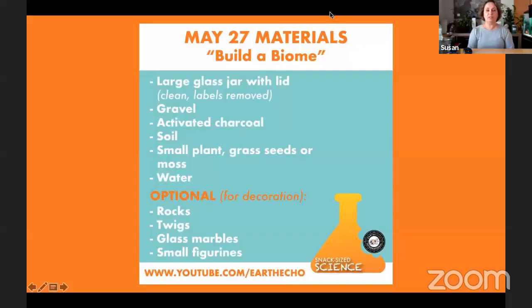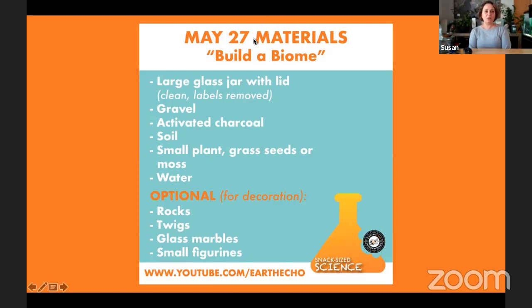All right, let's take a look at our materials list to begin. For those of you who are going to build alongside me today, you will need some kind of a large jar with a lid, some gravel, activated charcoal, some soil, and then a small plant or two. You can also use grass seeds or moss and some water. And then, of course, making these biomes is a lot more fun if you've got some decoration. So you can have rocks, twigs, or some small figurines or marbles as well.